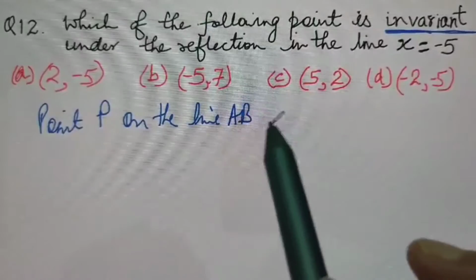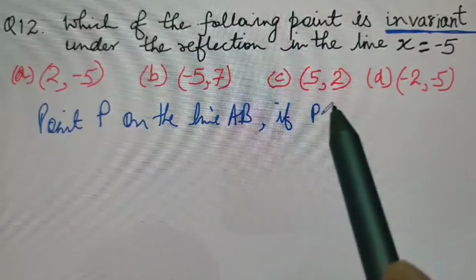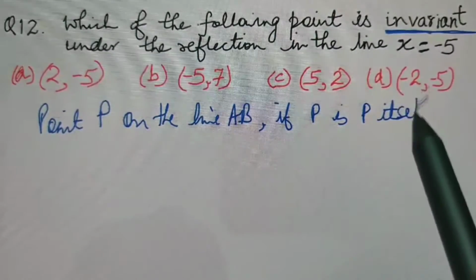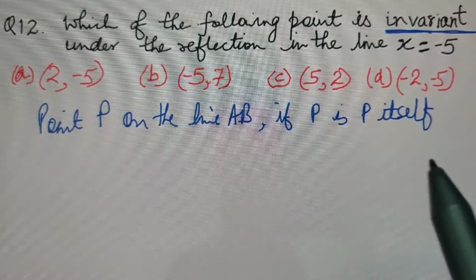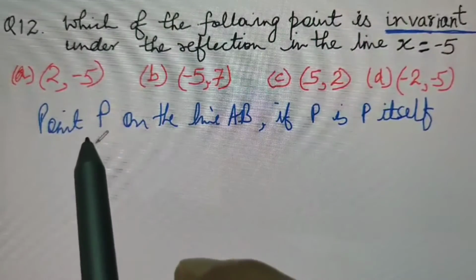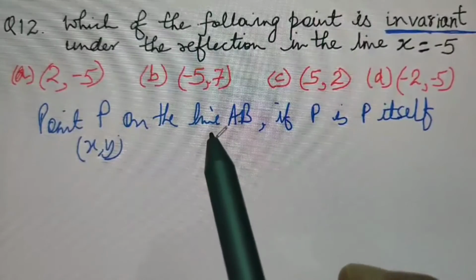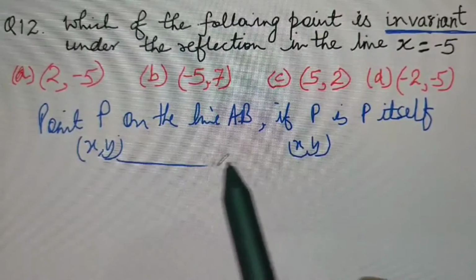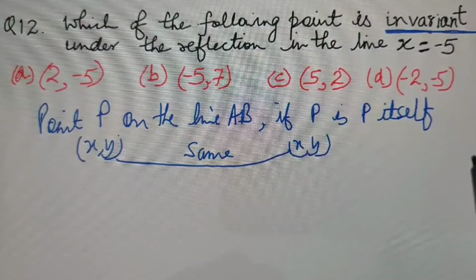Now if the image of point P is P itself, then such a point is termed as an invariant point. In other words, if the coordinates of P and its image under the line AB are the same, such a point is termed or known as an invariant point.